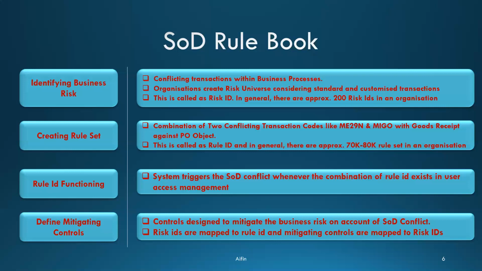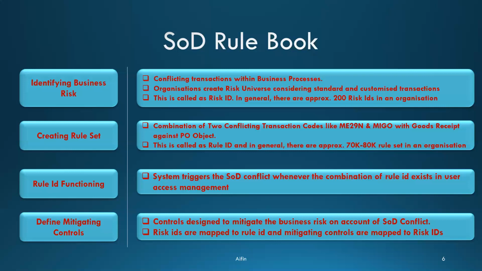I'll take you through in the next slide how the chart is being prepared. That will help you to understand more. But this is typically how the rule ID or rule book is prepared. First, we define or identify the business risk. Then we find out the rule IDs, which are permutation combinations based on transaction code and object. These are then tagged to the risk ID. And then we identify or design mitigating controls. Those mitigating controls are again tagged back to the risk ID.